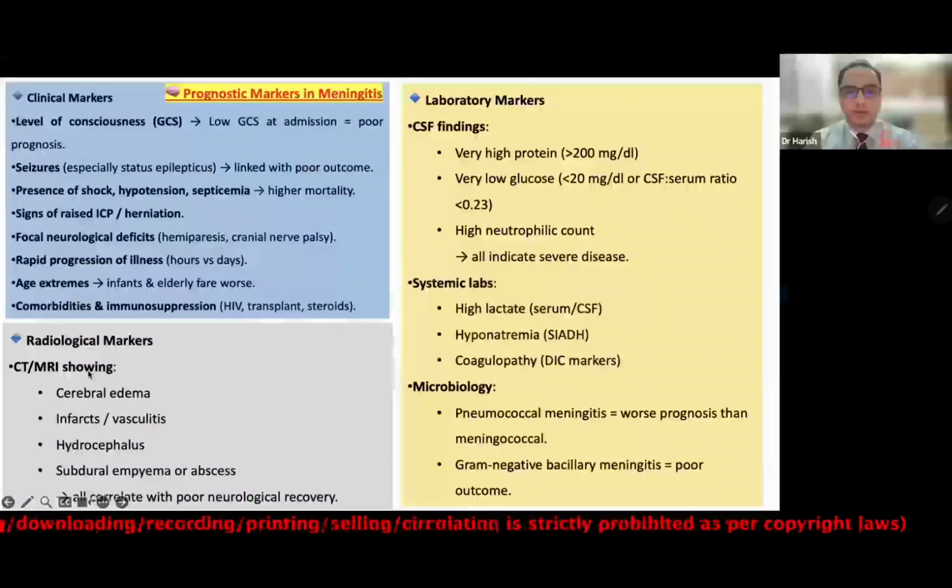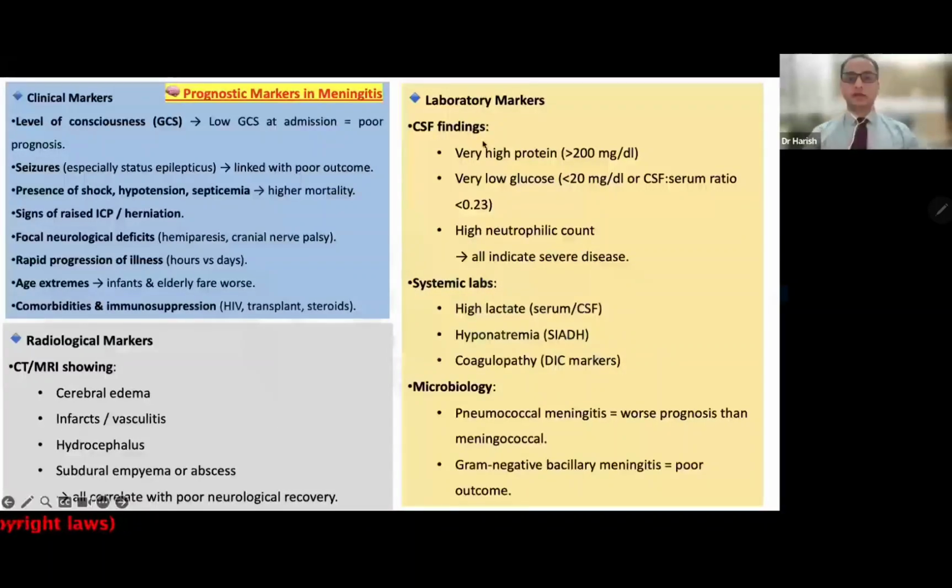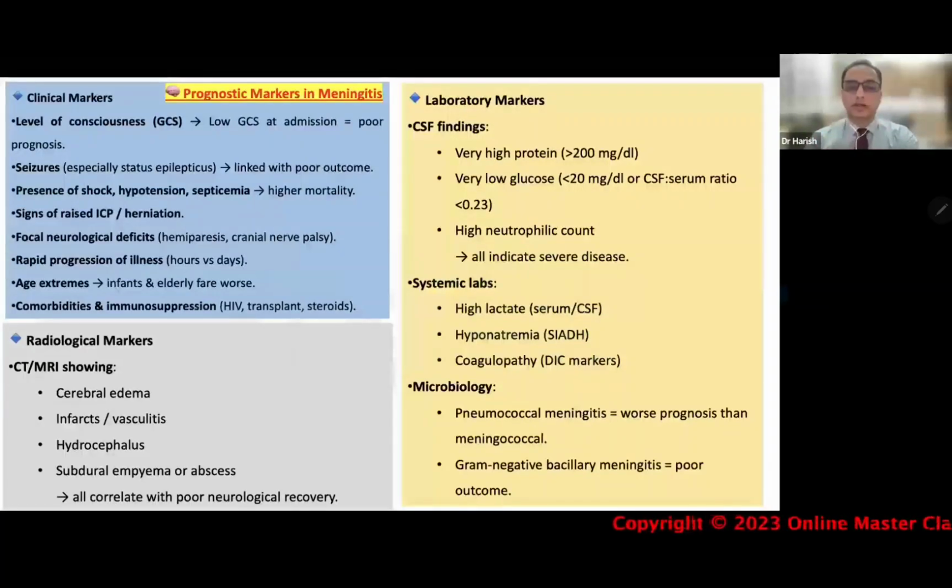Radiologically, if imaging shows cerebral edema, infarct, vasculitis, hydrocephalus, subdural empyema or abscess, they have a poor prognosis. Lab findings: high protein more than 200, very low sugar less than 20, or a CSF to serum glucose ratio less than 0.23, and a high neutrophil count all indicate severe disease. High lactate in the CSF, hyponatremia because of SIADH, and coagulopathy are also markers.